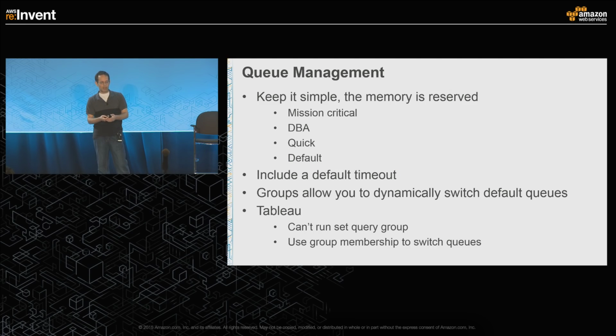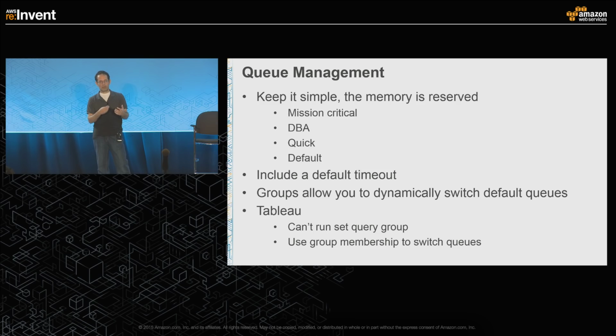Final thing I wanted to talk about is queue management. So the idea there is keep it simple because the memory is reserved. Though you no longer need to keep it as simple because you can now dynamically move queues around without actually needing to reboot your cluster. So we have 4 queues, for example: mission critical queries that might run a while, a queue for basically shared computation, the DBA queue, a quick queue which we use for Tableau.